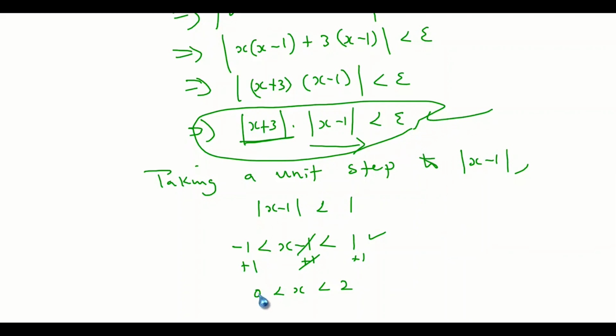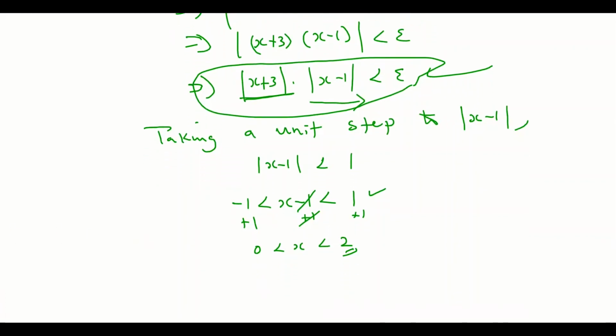If I use 0, that means I'm going to have 0 plus 3, that will be 3. So I'm multiplying this by 3. Compared to when I use 2 plus 3, 5 times this, this will make it bigger. So I need to use x equal to 2. So from here I will write the absolute value of 2 plus 3, multiplied by the absolute value of x minus 1.